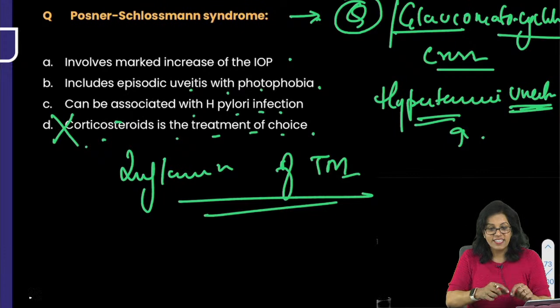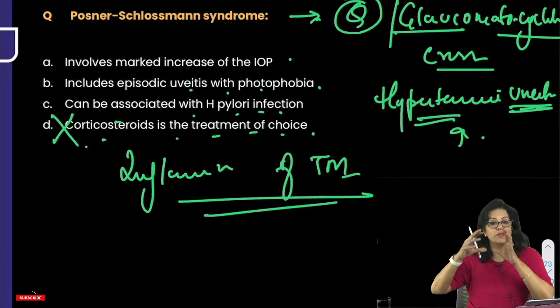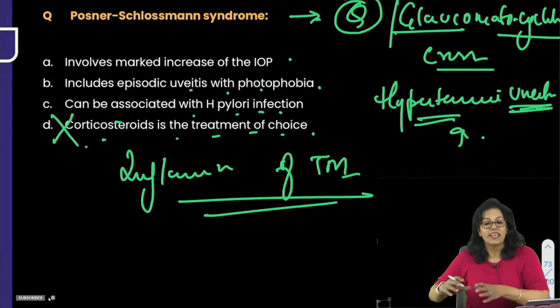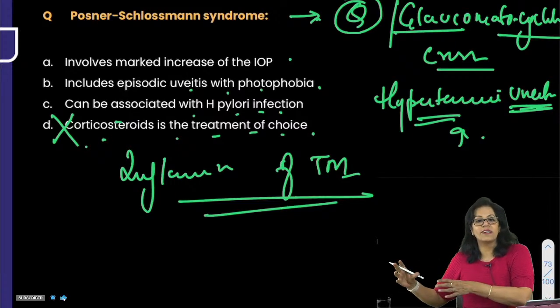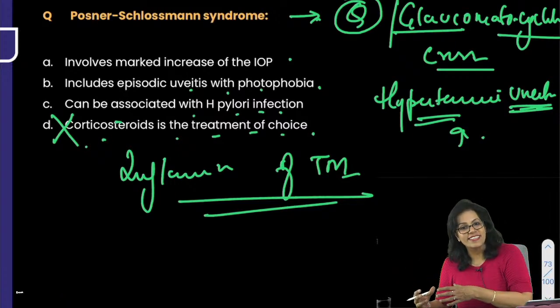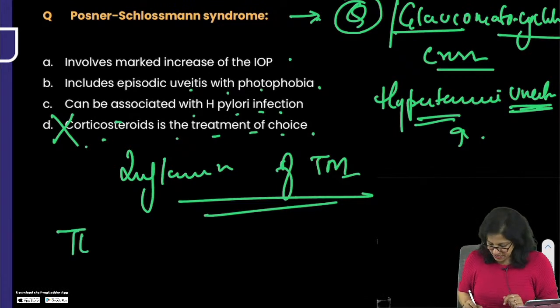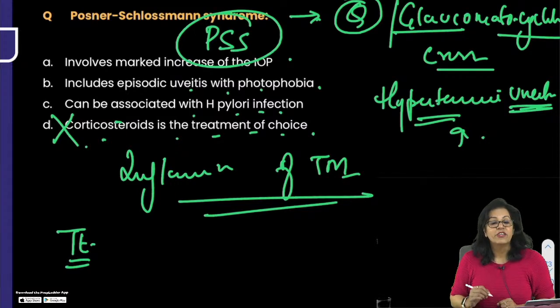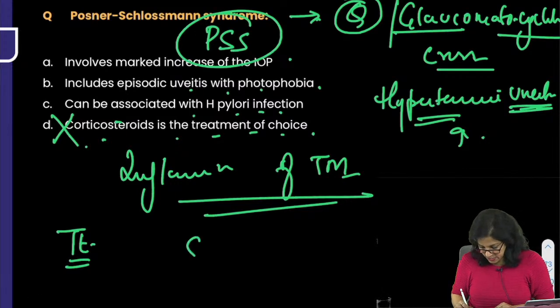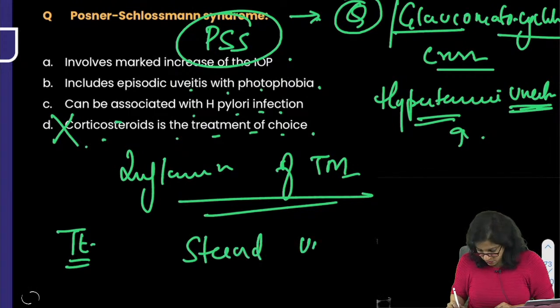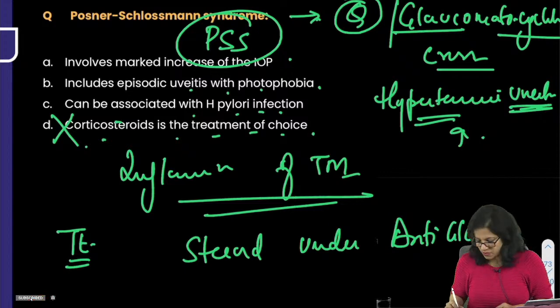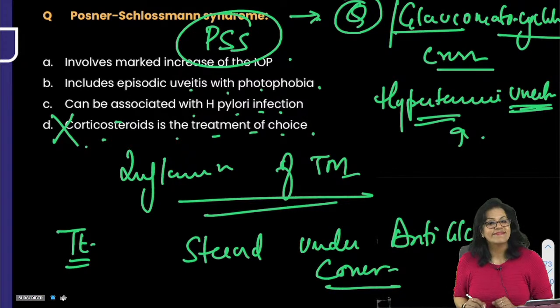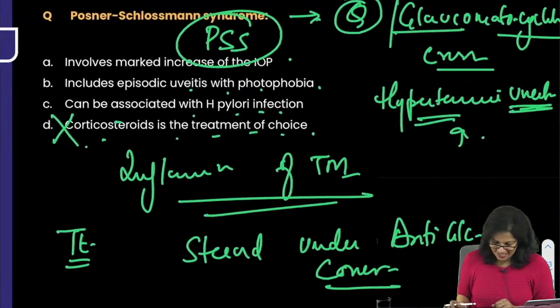So we first start anti-glaucoma, control the pressure. Of course, I will have to give steroids to control uveitis. Continue using anti-glaucoma drug so that the pressures don't increase. So if I ask you the treatment of glaucomatocyclitic crisis or PSS, that is Posner-Schlossman syndrome, you will say it is steroids but under anti-glaucoma cover. If you are not writing anti-glaucoma drug, this treatment becomes wrong. Okay? So remember this.